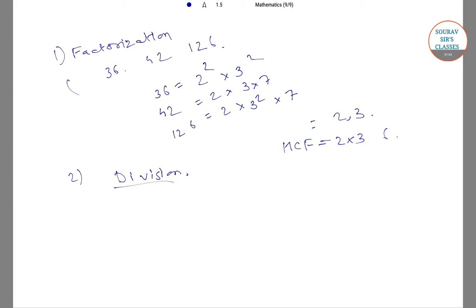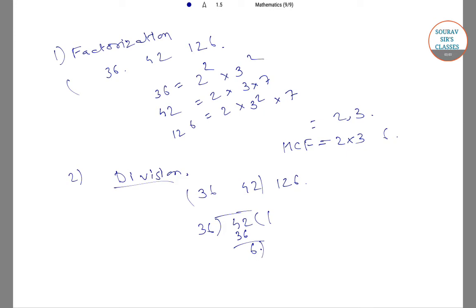Next is the division method. In the division method, suppose we are using the same numbers, that is 36, 42, 126. First we take the two smallest numbers, and then we divide the larger number by the smaller number. So 42 is divided by 36. It leaves the remainder 6.